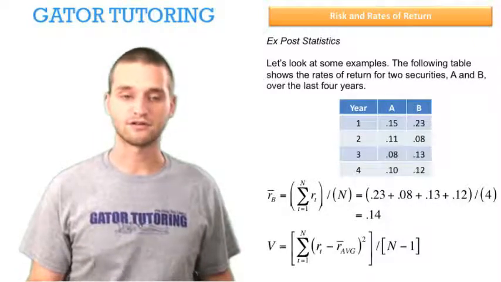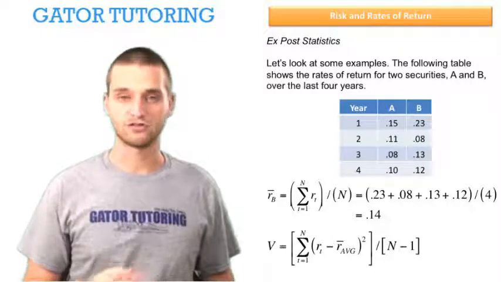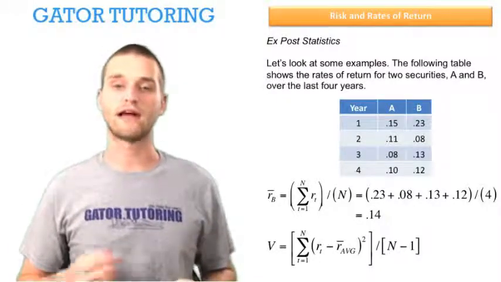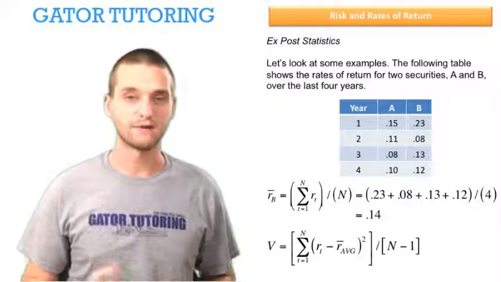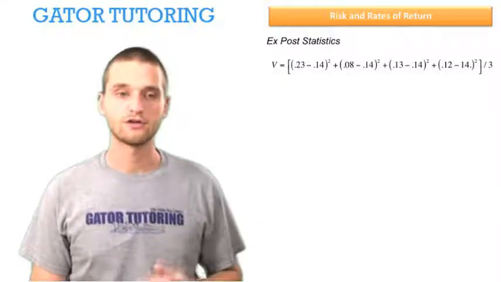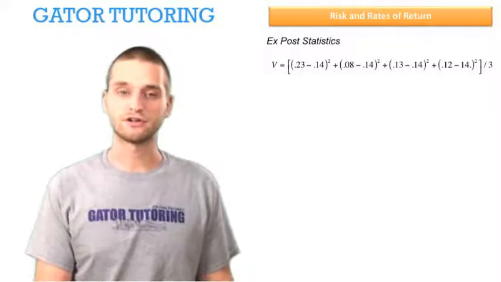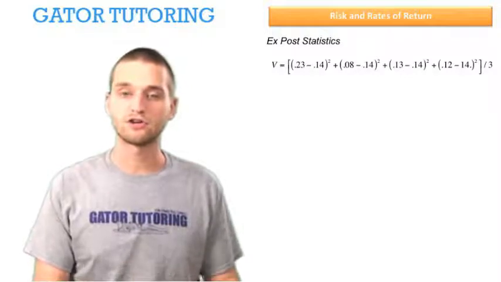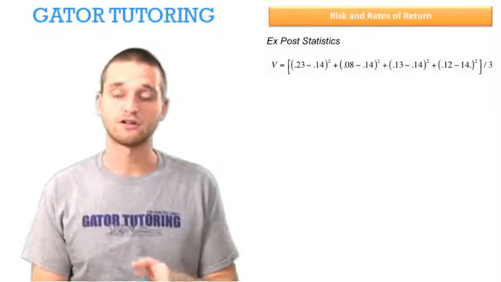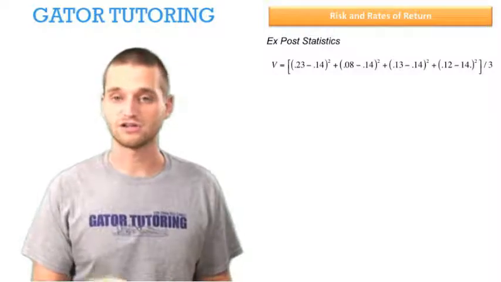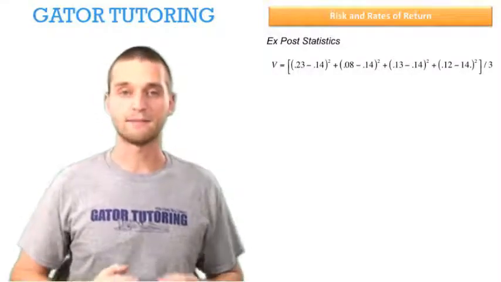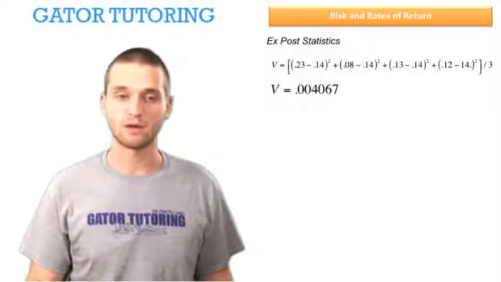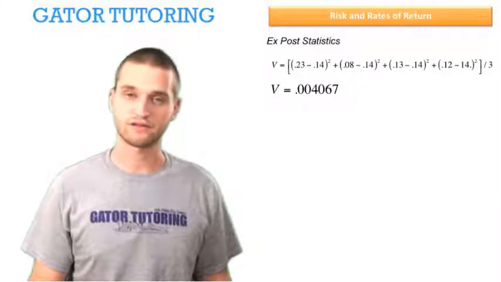Now let's calculate the variance on stock B. The variance formula again is the sum over all capital N years of the return in each year minus the average rate of return squared, divided by big N minus 1. So here we see 23% is the return earned in year 1 minus the average rate of return 14% squared, and we sum up all of those terms for each year, where 8%, 13%, and 12% are the returns that stock B earned in each year, and we divide it by 3. We're dividing by big N, which is 4, the number of periods, minus 1. So 4 minus 1 is 3. And we find the variance to be 0.004067.